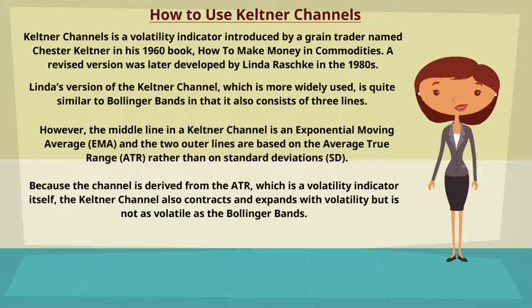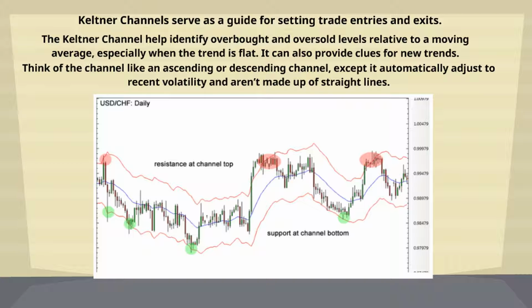Because the channel is derived from the ATR, which is a volatility indicator itself, the Keltner channel also contracts and expands with volatility but is not as volatile as the Bollinger Bands. Keltner channels serve as a guide for setting trade entries and exits. The Keltner channel helps identify overbought and oversold levels relative to a moving average, especially when the trend is flat. It can also provide clues for new trends.